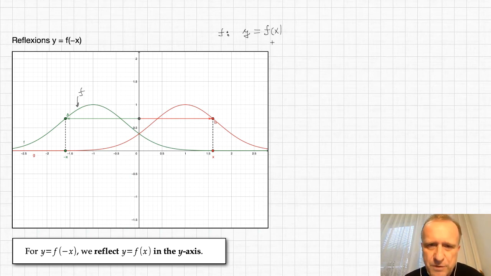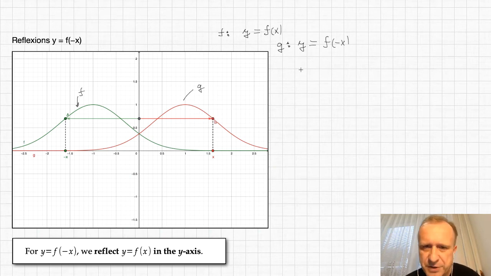Now, if you consider function g, which is this red function here, defined in the following way: y equals f of minus x, you can draw also its graph. So how to construct point B on the graph of the red function? What we need to do is to start with x. Okay, so we start with the value of x, and then we have to find minus x. So when this is x, then minus x is here. This point is the reflection of this point in the vertical axis. Okay, so this and this are reflections of each other.